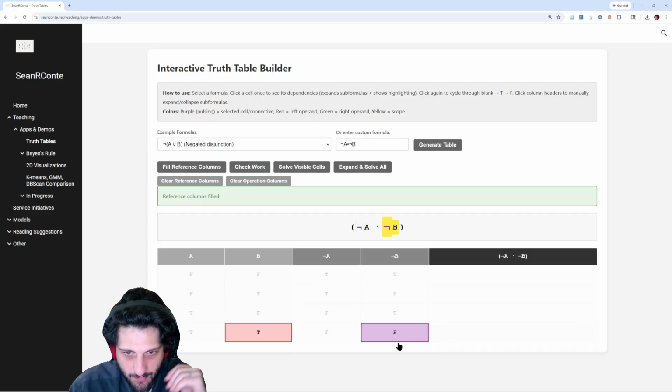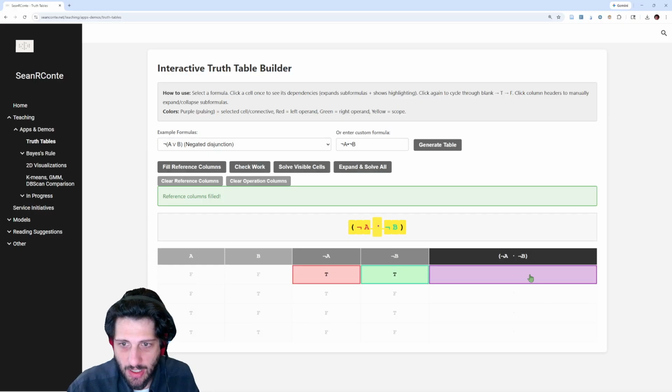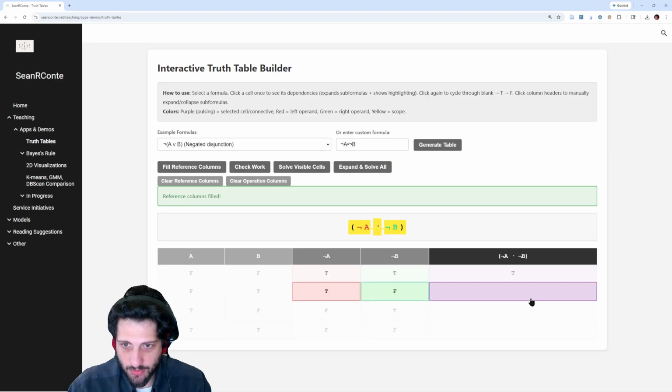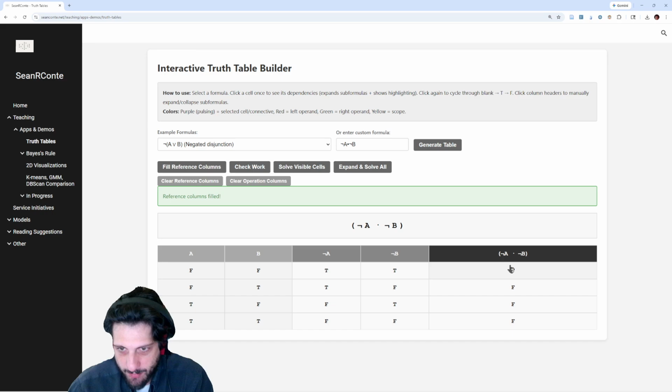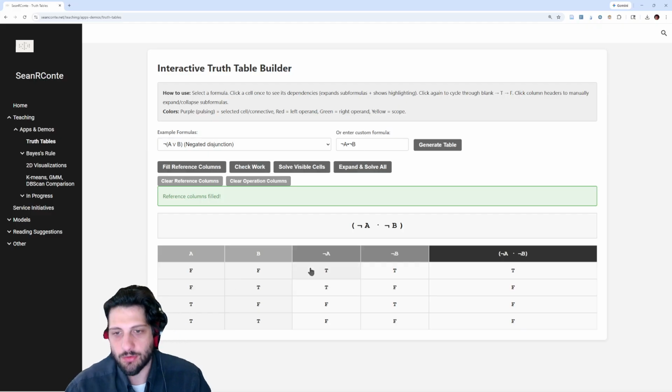All I'm doing is flipping the columns that I have over here. False. False. So over here, an and is only true when I have two trues. It's going to be false otherwise. Right? And this would make intuitive sense. That's exactly what the statement is saying. The only time it's ever true to say you don't have A and you don't have B is when neither A nor B are true. And again, that's exactly what we just saw a second ago. We saw the same exact truth values.